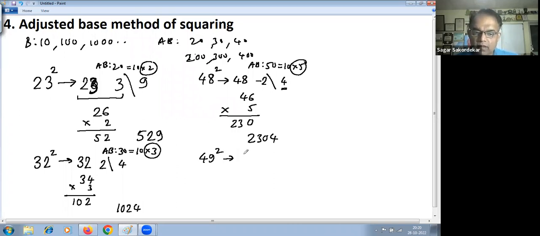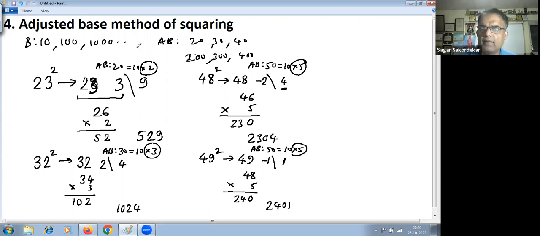Satvik, here the number is 49. 49 minus 50, the adjusted base here is 50. The relation is 10 into 5. 49 minus 50 is minus 1. Minus 1 squared is 1. 49 minus 1 is 48. And you have to just apply this into 5. 48 into 5: 5 8s are 40, so 0, carry 4. 5 4s are 20 plus 4, 24. Base is 10, so one digit is correct. So just join: 2401. Any doubt? Satvik, any doubt?